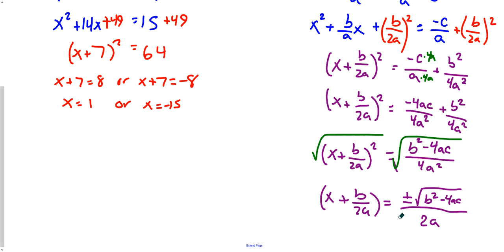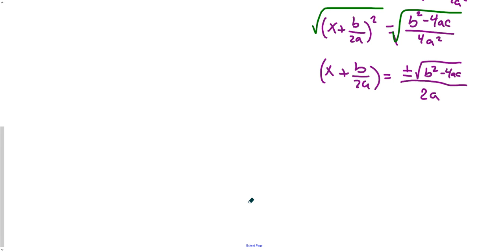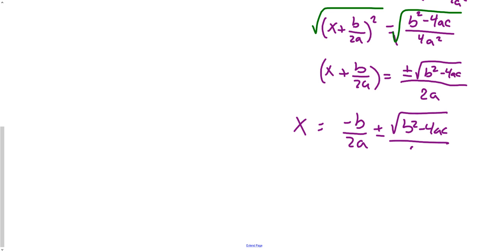Okay, now here's the fun part. All we have to do is get rid of this term here. X is almost solved for. Over here, we subtracted the 7 from both sides. Here, I'm going to subtract b over 2a. Now, let's write this out. And so now we have x equals negative b over 2a plus or minus square root b squared minus 4ac all over 2a. Notice the denominators are both 2a.